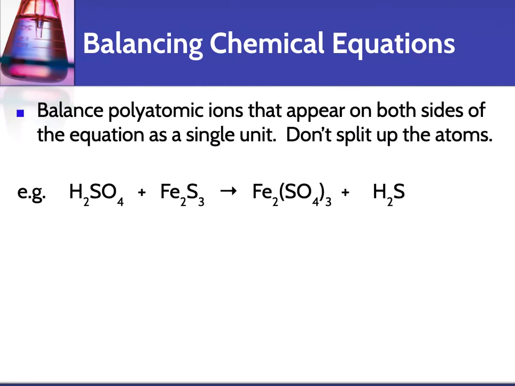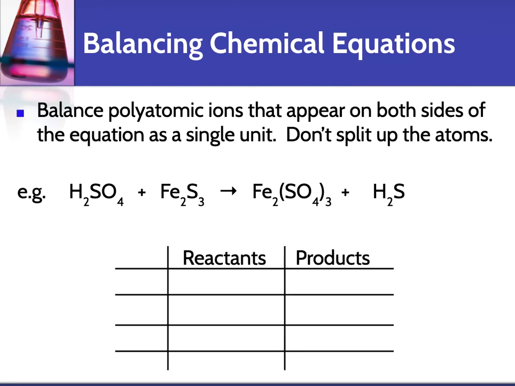The next tip is to balance polyatomic ions that appear on both sides of the equation as a single unit. In this equation, you see the sulfate polyatomic ion, SO4. Leave that as sulfate, as a unit of SO4. Don't split it up into S's and O's. Leave it as a unit. You can do that because it is a unit on both sides. There's an SO4 on the reactant side and SO4 on the product side.